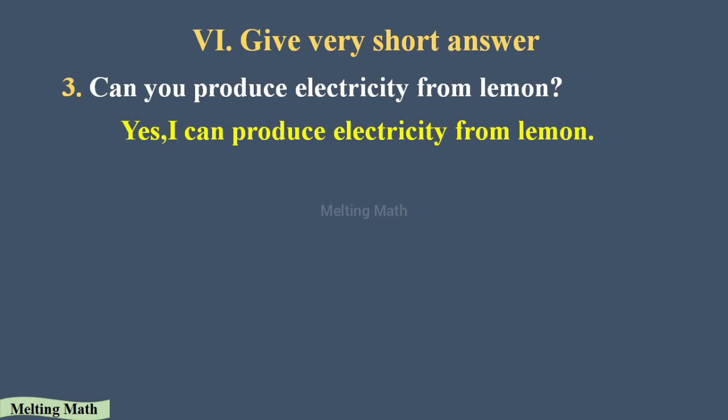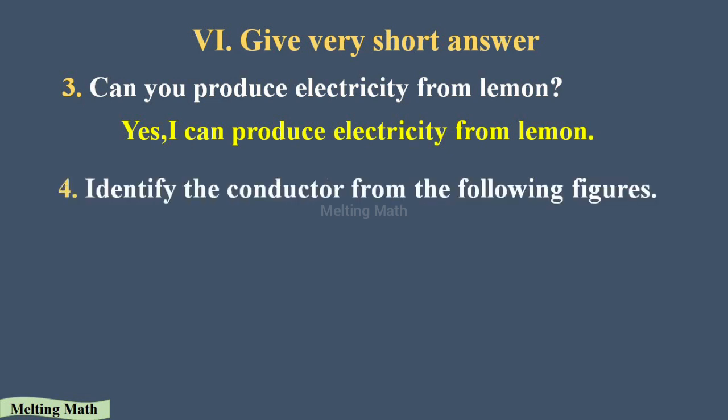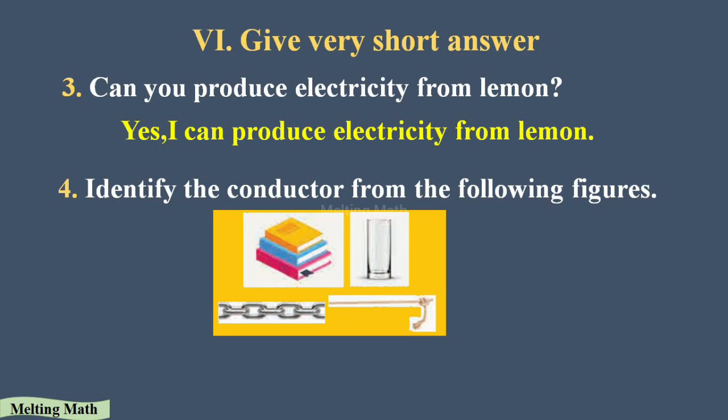So let's see the fourth one. Identify the conductors from the following figures. In the first figure they gave a book, in the second figure glass, in the third figure some iron chain, and in the fourth figure a rope. In these figures, which one is a conductor? We know definitely the iron chain is a conductor.